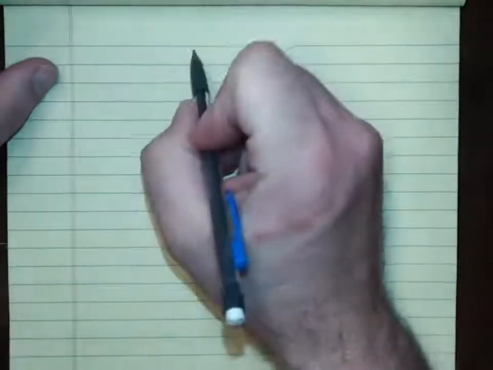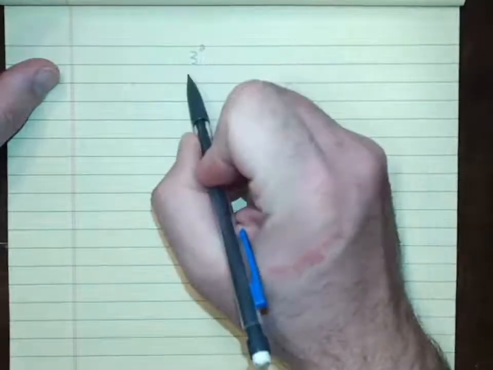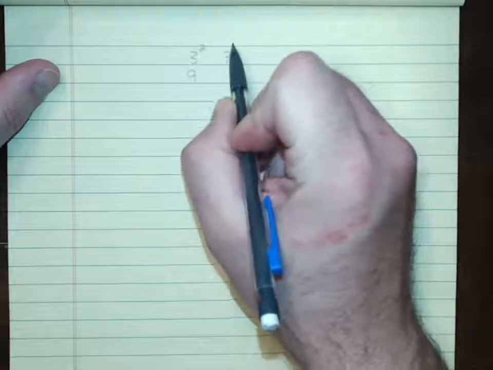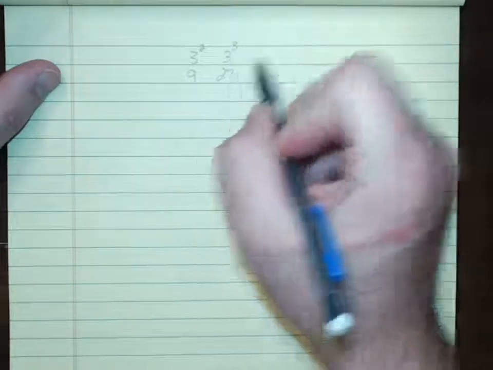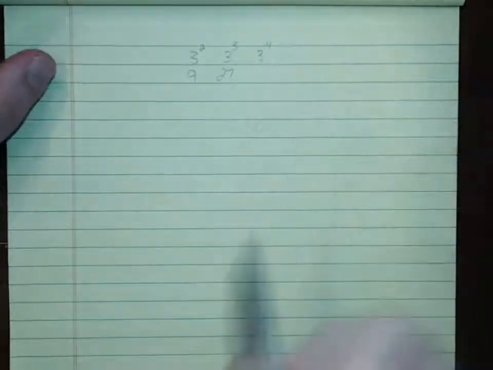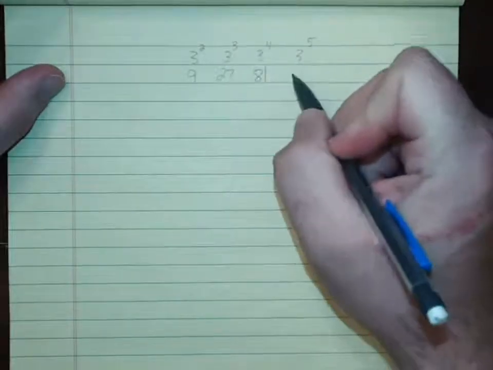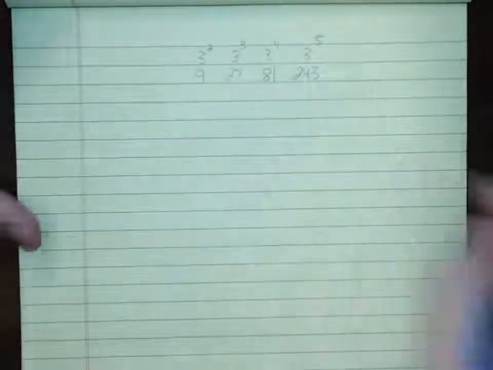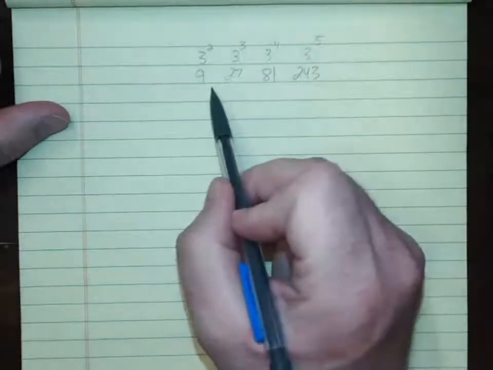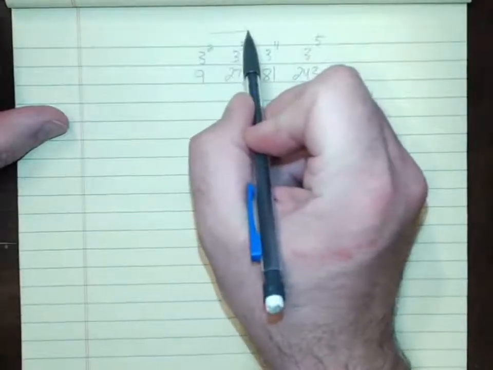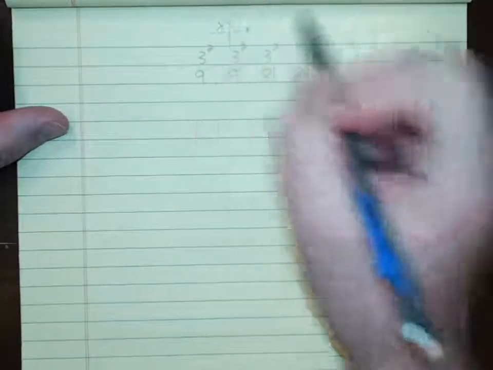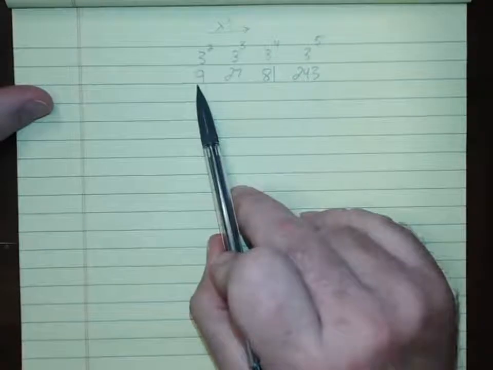For starters, you may have noticed that I was multiplying numbers by themselves, right? And that forms kind of a pattern. So I started with 3 squared, that was 9. 3 cubed, that was 27. Did we get 3 to the 4th? We did. 3 to the 4th was 81, and 3 to the 5th was 243, and I could keep going. And what I was doing when I went to the right was multiplying by 3. I would take each one and multiply by 3.